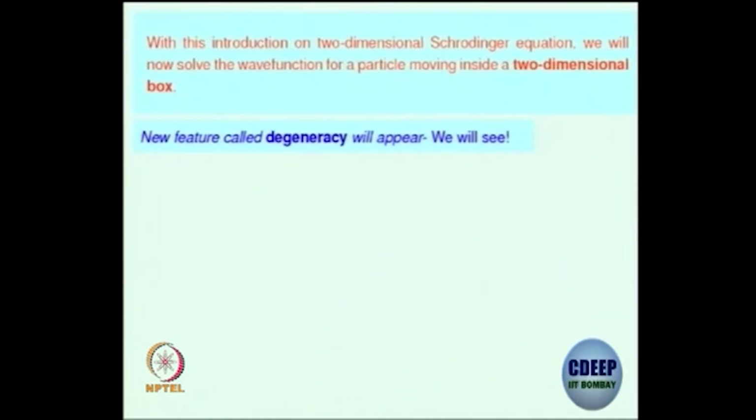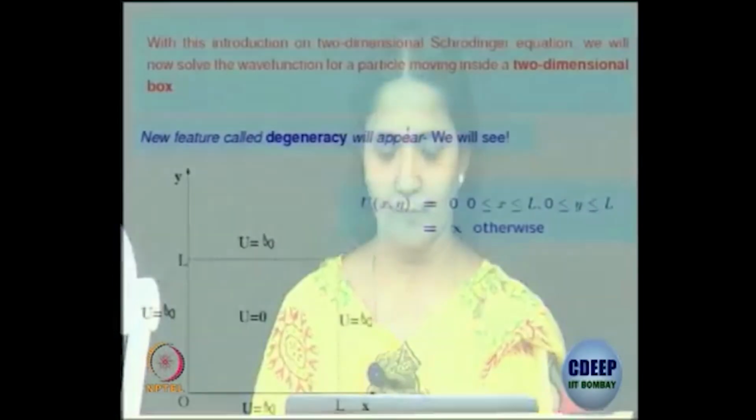What are the things which you see here? First thing which you will observe compared to particle in a one-dimensional box is that there can be two different wave functions which can have the same energy. That is what is called a degeneracy. Degeneracy will not show up in a one-dimensional particle in a box. One-dimensional particle in a box can also be felt as a bound state. It is bound inside x equal to 0 and x equal to L. So this is the first thing which you will observe.